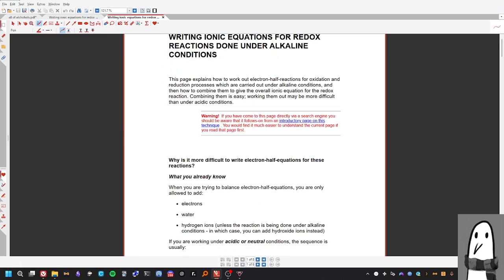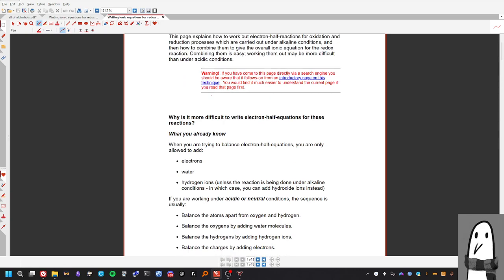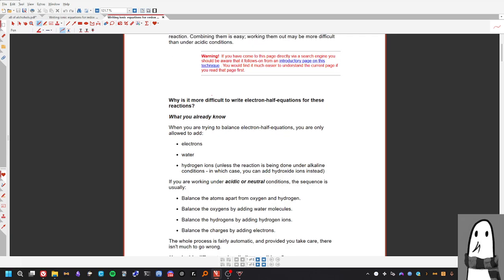Okie dokie. So we have alkaline conditions now, and we're looking at oxidation reaction half equations that are specifically for those conditions, and then combine them to get that overall ionic equation. Combining them is easy, working them out may be more or less difficult than under acidic. Now, why is it more difficult?